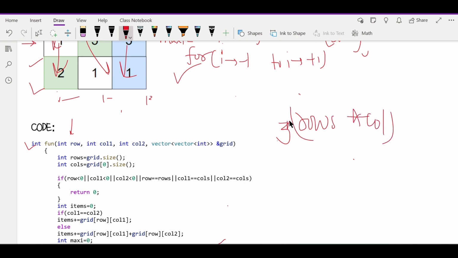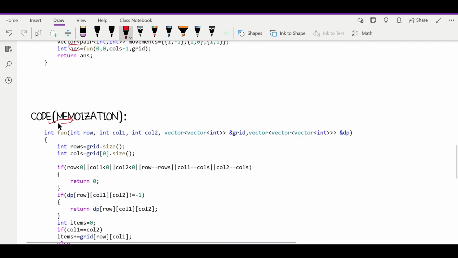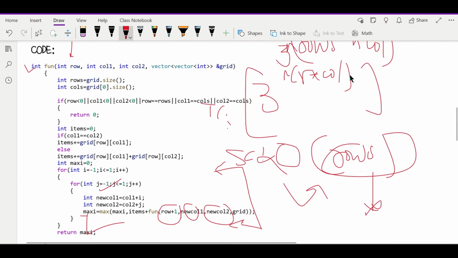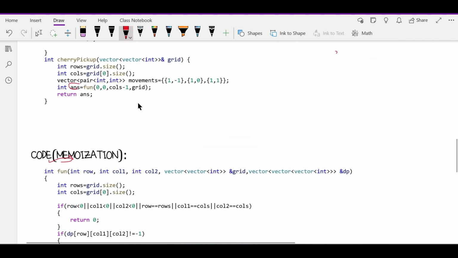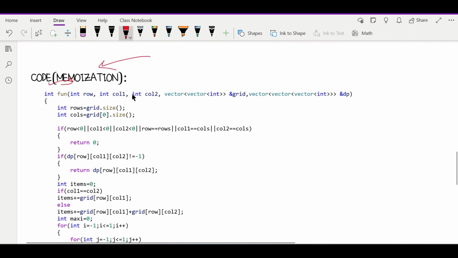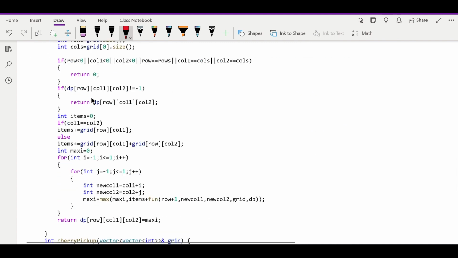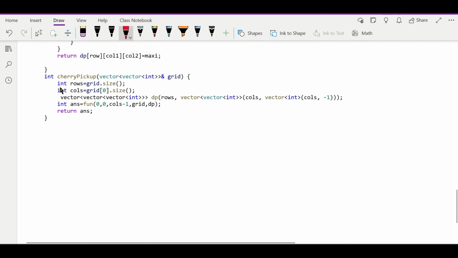So this would be our time complexity, 3 to the power rows into columns, which is very giant. Further, if we optimize the recursion code, which is giving us giant time complexity, we'll be optimizing using DP, which would be memoization or tabulation. You can go by either of the methods. So let's understand how we would actually make a DP table in this.